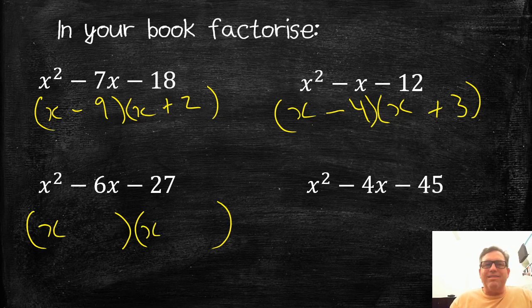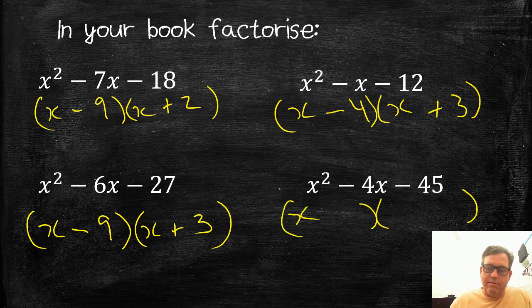Okay, things that multiply to minus 27 and add to minus 6, that's going to be minus 9 and plus 3. It really helps to know our times tables and be able to add and subtract with negative numbers really quickly. X's, they need to multiply to minus 45, add to minus 4, that's going to be minus, try it one more time, minus 9 and plus 5, and that works.